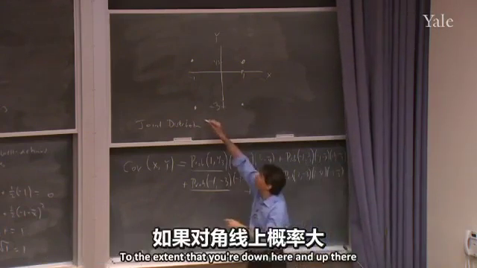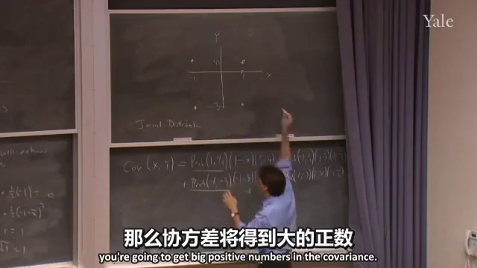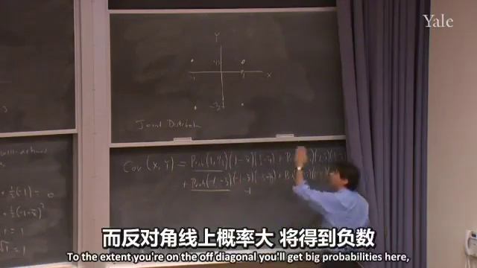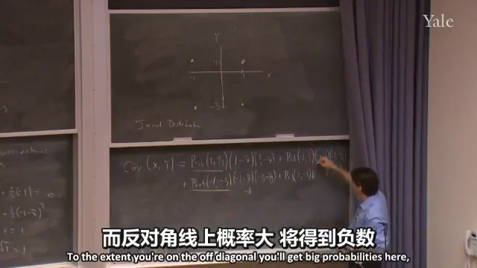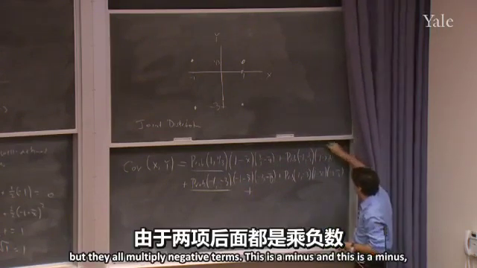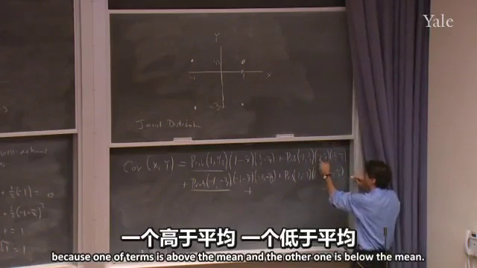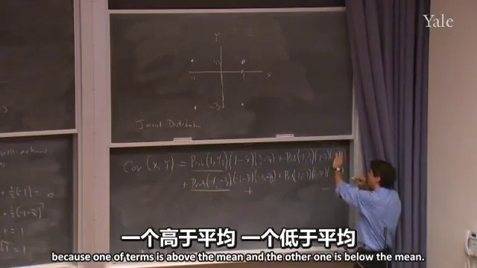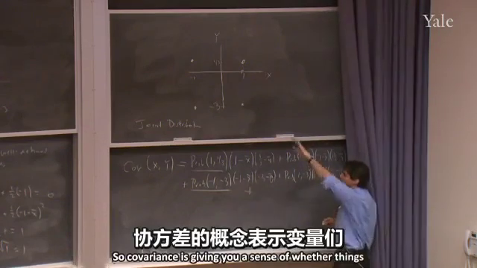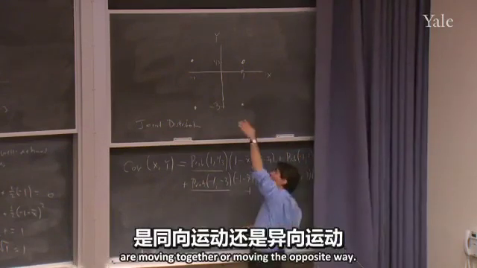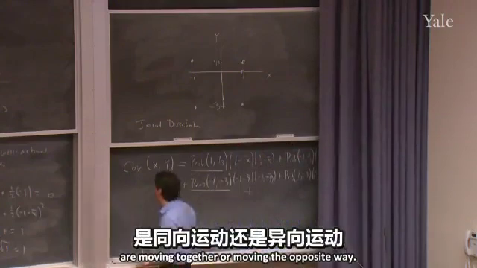To the extent that you're down here and up there, you're going to get big positive numbers in the covariance. To the extent you're on the off diagonal, you'll get big probabilities here, but they all multiply negative terms. This is a minus and this is a minus because one of the terms is above the mean and the other one's below the mean. That's what it means to be in the off diagonal. So covariance is giving you a sense of whether things are moving together or moving the opposite way.